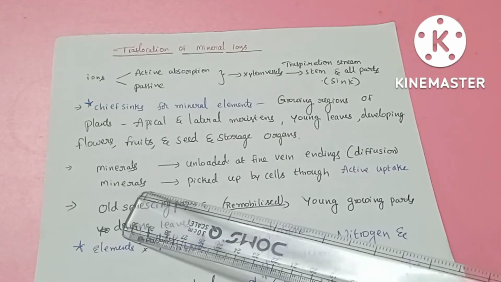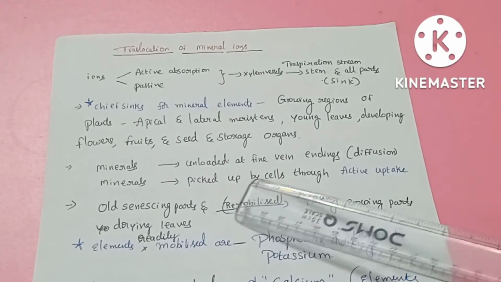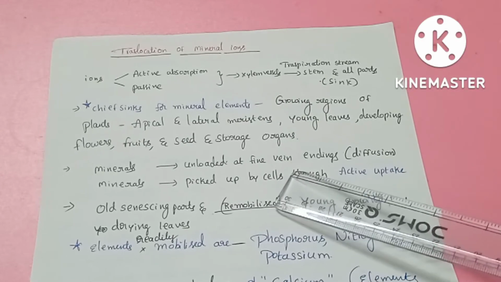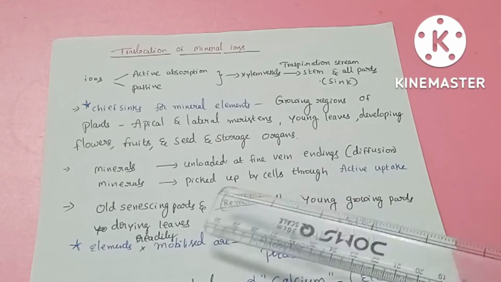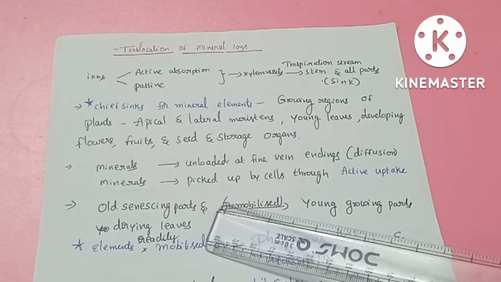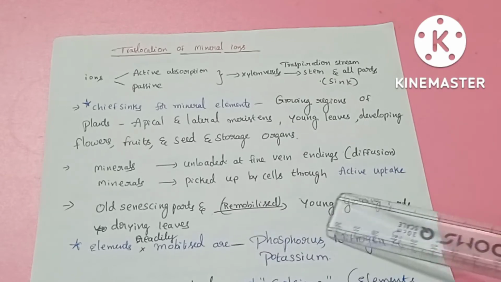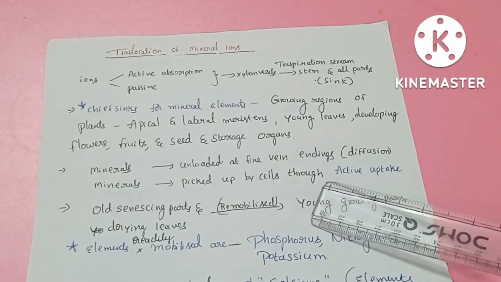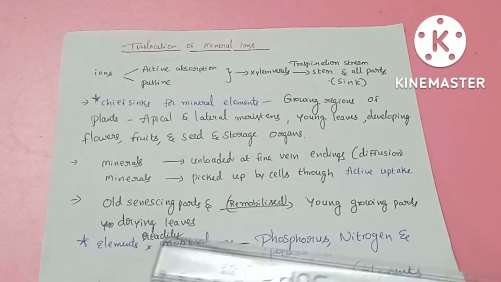And these minerals are unloaded near the fine vein endings by the diffusion process. And how will these mineral nutrients be picked up? These mineral nutrients will be picked up by the sink organs by an active uptake process. By active, that means they require energy for the uptake of the minerals.